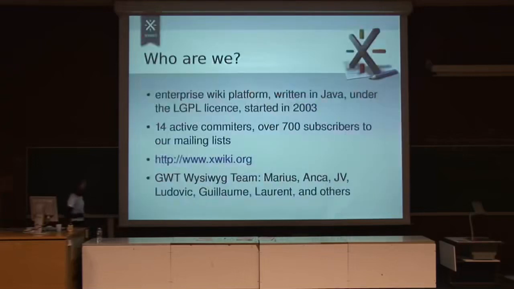So, for the rest of you, Xwiki is a leading enterprise wiki platform. It's written in Java, is distributed under the LGPL license, and it was started in 2003, and we've been coding on it since. The community is 14 active committers. There's more of them, but sleeping. Over 700 subscribers to our mailing lists, and to my last knowledge, over 10,000 downloads per month. There's more information there about us. You can go and check it out.